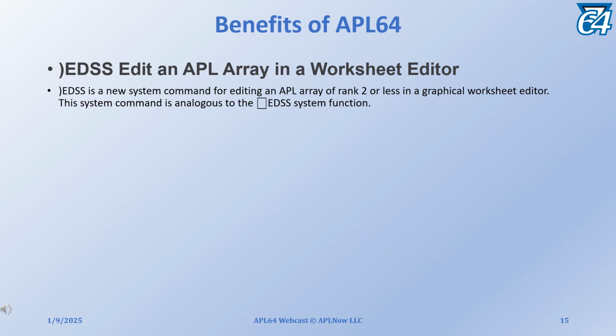Write per any DSS is a new system command for editing an APL array of rank 2 or less in a graphical worksheet editor. This system command is analogous to the QuadDSS system function.